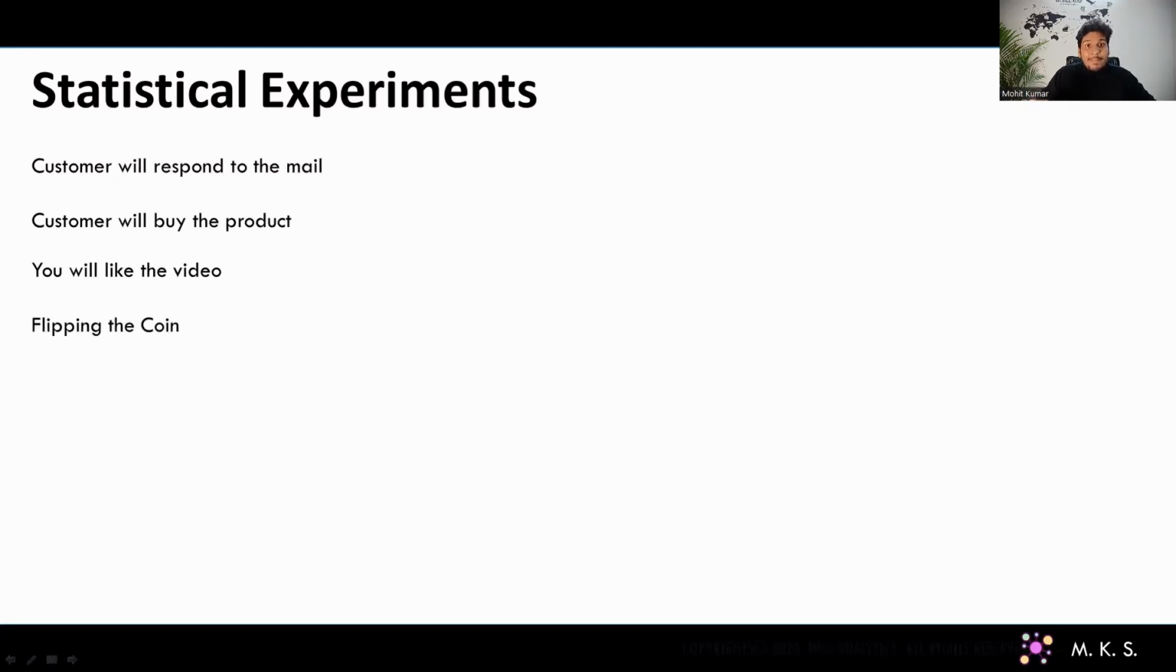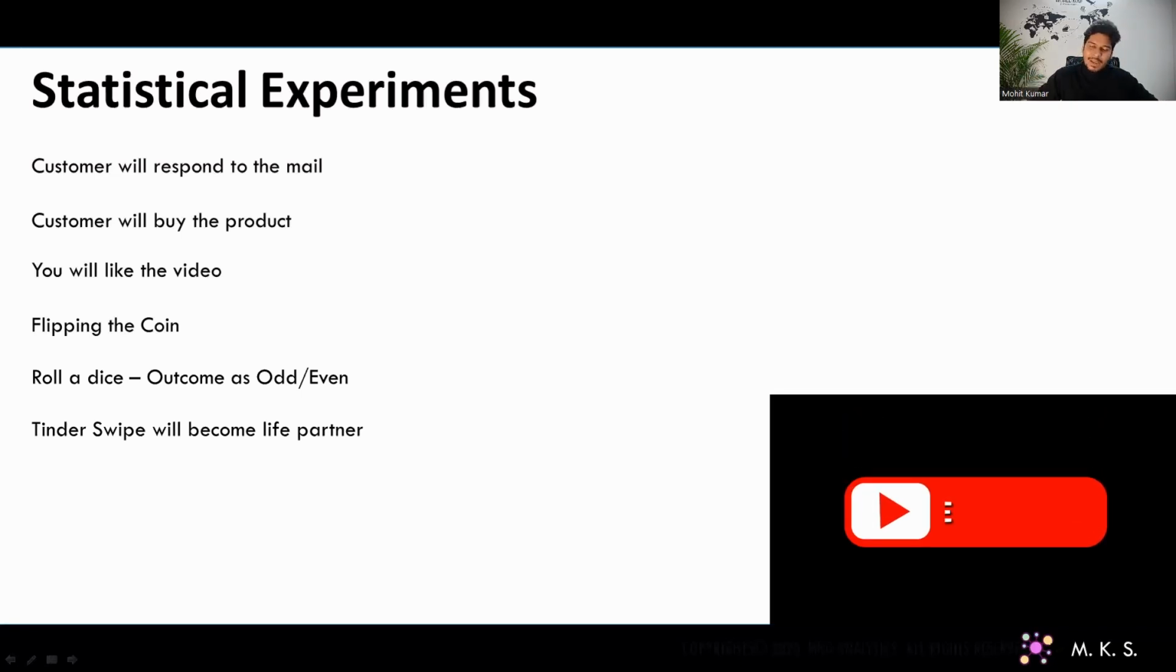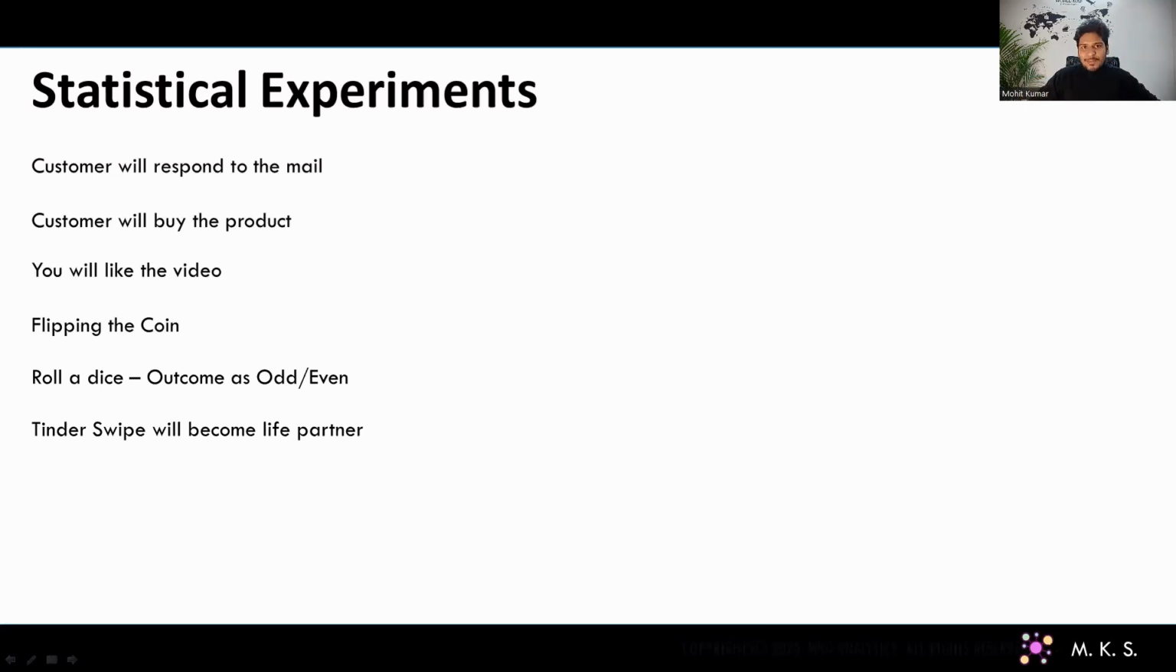Now, flipping a coin, coming up head or tail. There are two possible outcomes. Now, roll a dice, outcome as odd or even. Again, two possible outcomes, either odd or even, right? 1, 3, 5, 2, 4, and 6. Now, when you are swiping on Tinder, whether you will get your life partner or not, there will be a probability, right? It will be very low. For a few it will be very high, but definitely it's a statistical experiment. Why? Because the output is uncertain. Maybe you can get one. In my network, definitely there are people who got their life partner from Tinder as well.